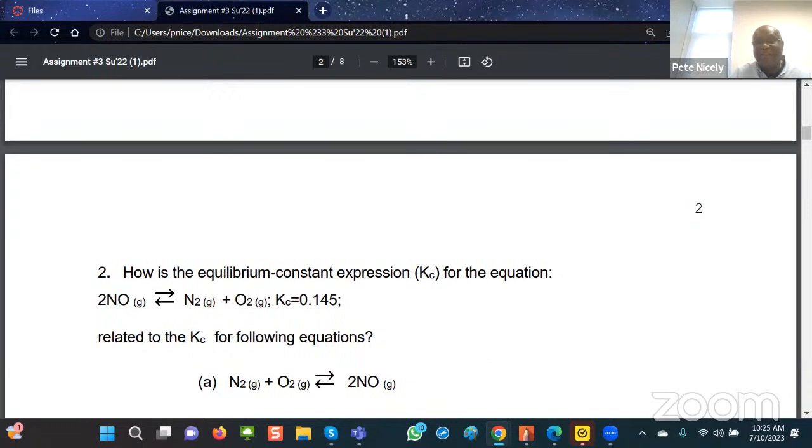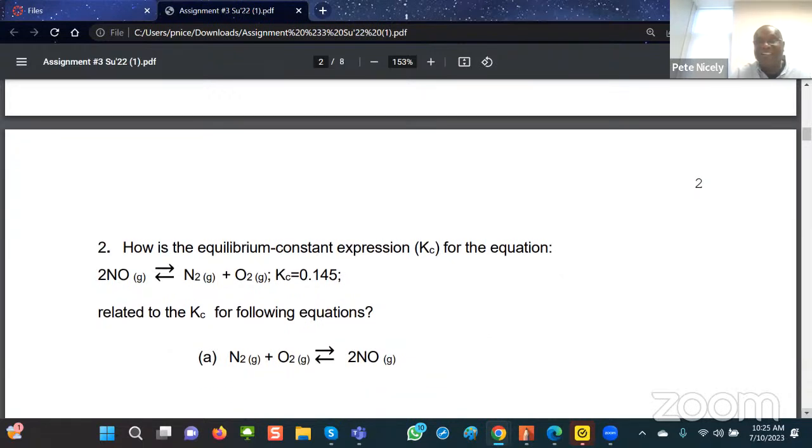Okay, another thing I want to mention, which is the focus of this question, is that the KC numerical value is actually dependent on the equation that you're using. So for example, in this case, you have 2 NO reacting to form N2 and O2, and the KC is equal to 0.145. If you were to change these coefficients, for example, if you were to divide this right through by 2, then that will change the value of KC. So let me give an example using the same equation.